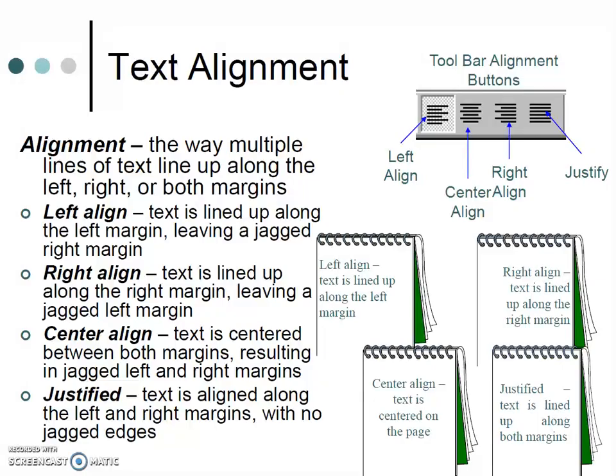Text alignment. The alignment is the way multiple lines of text line up along the left, right, or both margins. Okay, you can see what the buttons look like here within the toolbar. Okay, you've got left align, center align, right align, and justify. Okay, left align means that the text is lined up along the left side, the left margin. Center align means it's centered on the page. Right means that it's lined up along the right margin, and justified text is lined up along both margins.